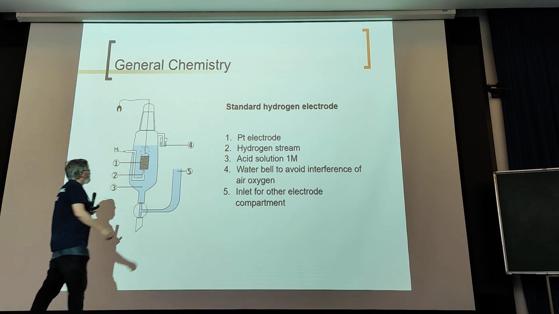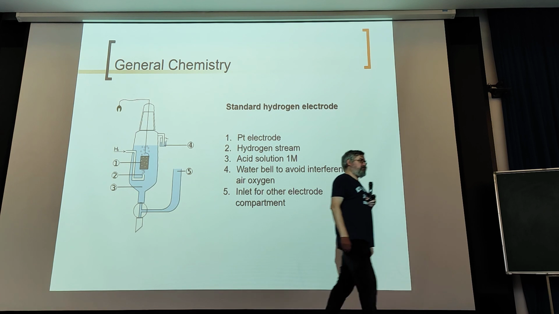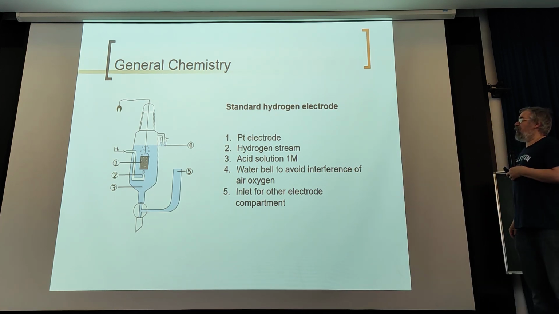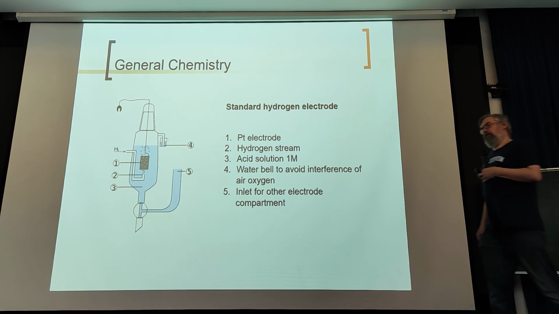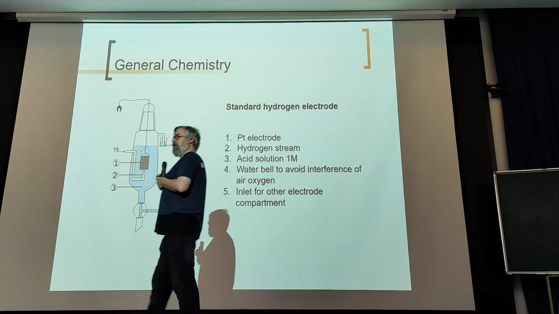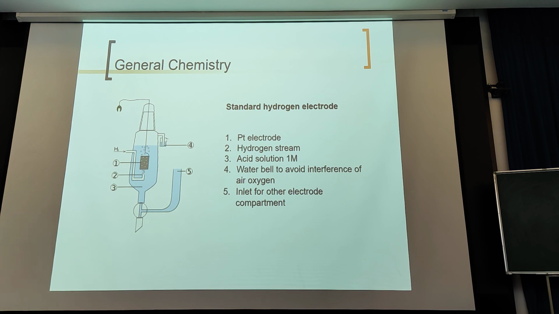So we make sure that we don't get oxygen reacting with the dihydrogen that is evolving. And then you need a connection, on the top, with another compartment. And then you can see how much potential there is between this and the other compartment. Since this is by definition 0, the difference is automatically the potential that you have at the other side.